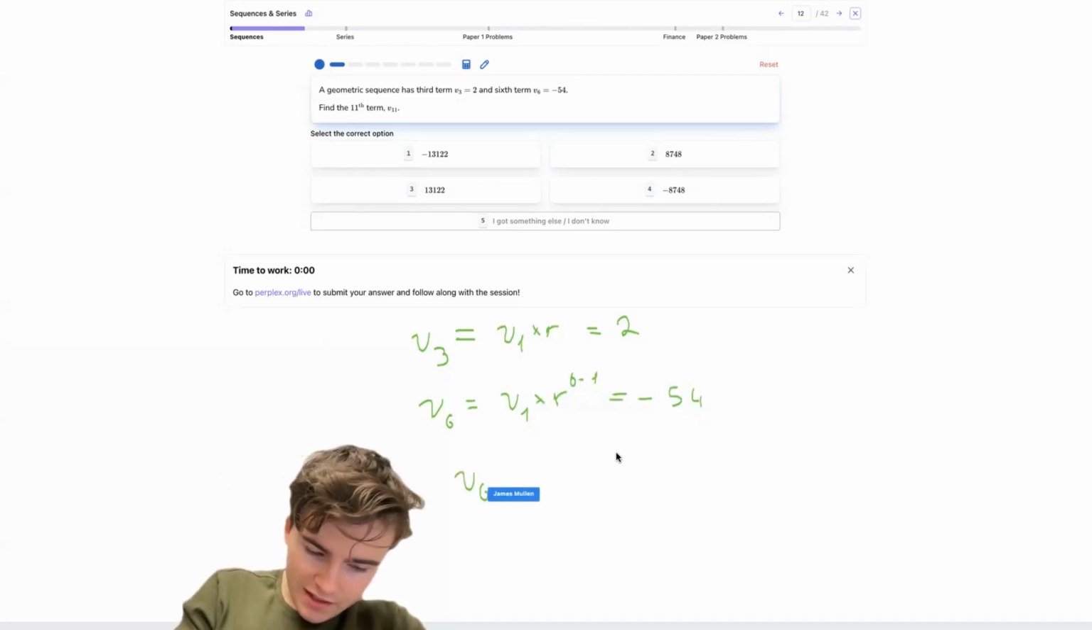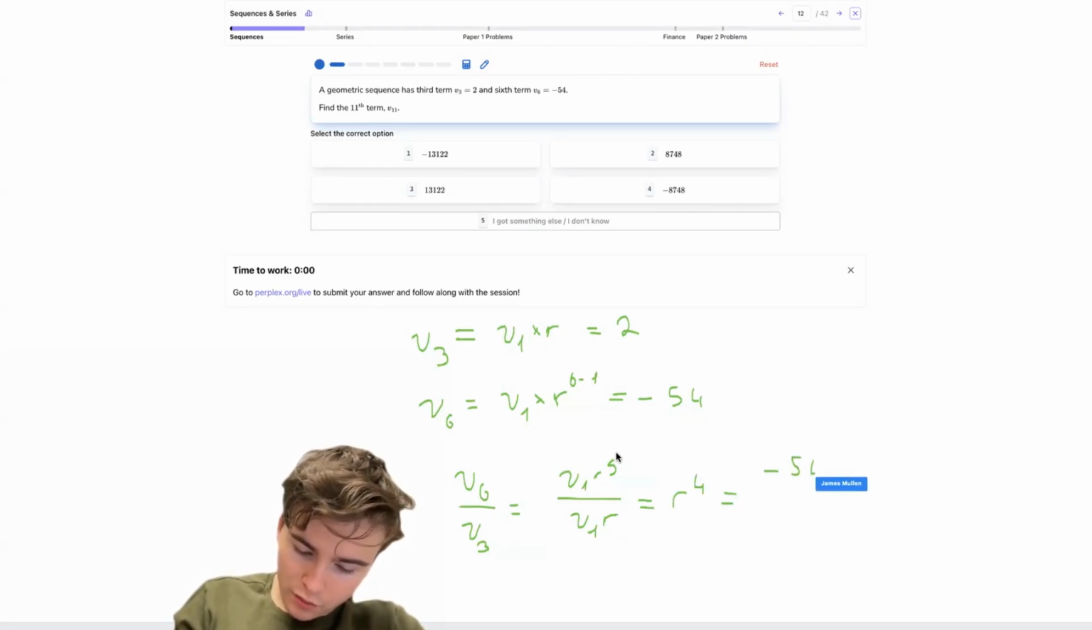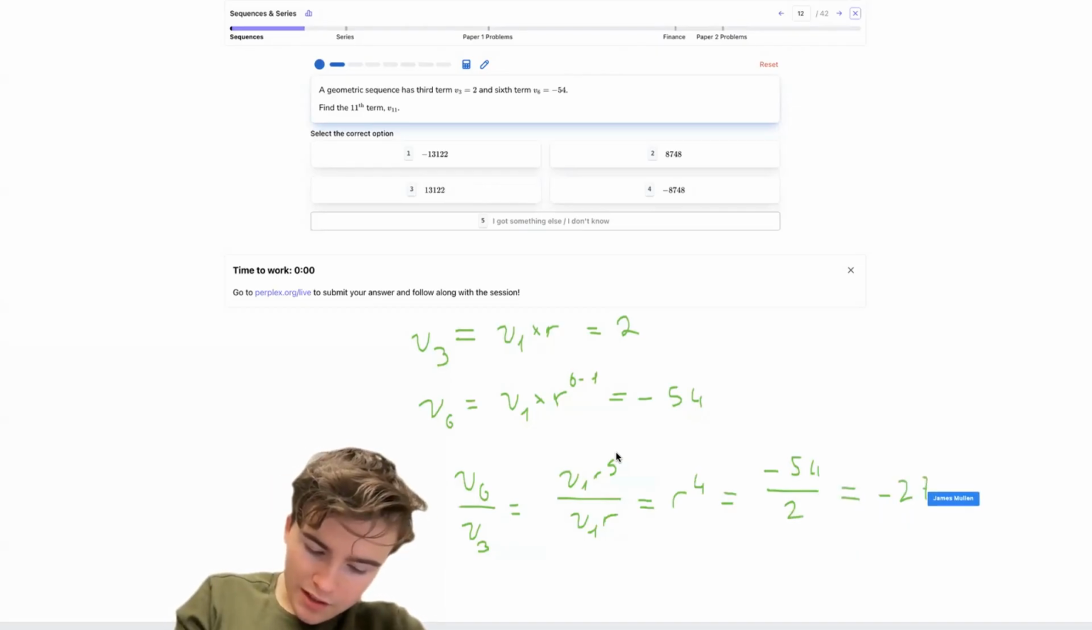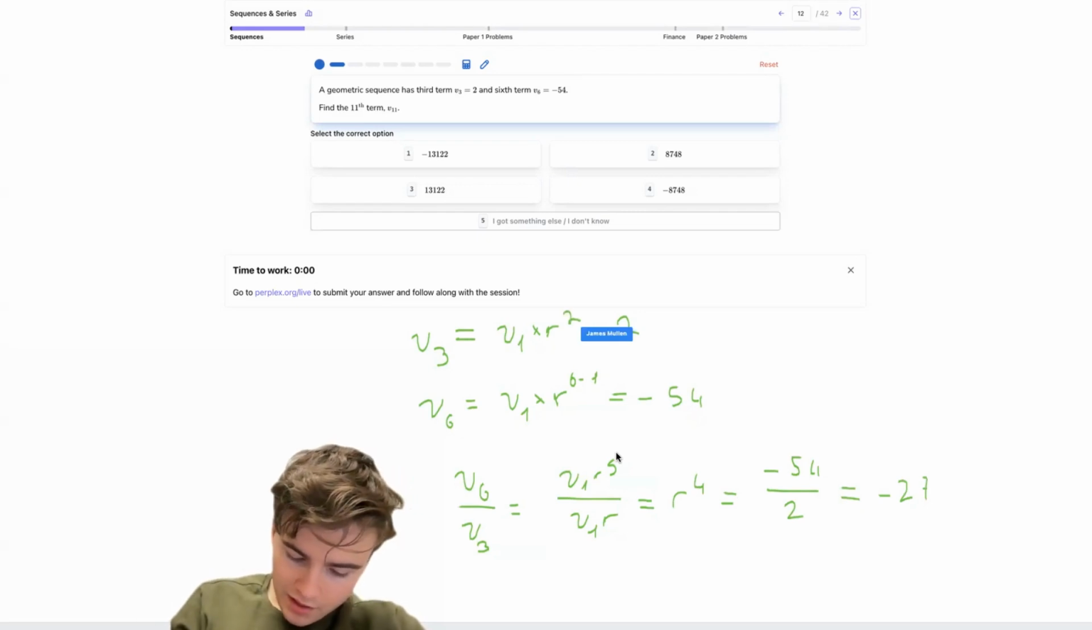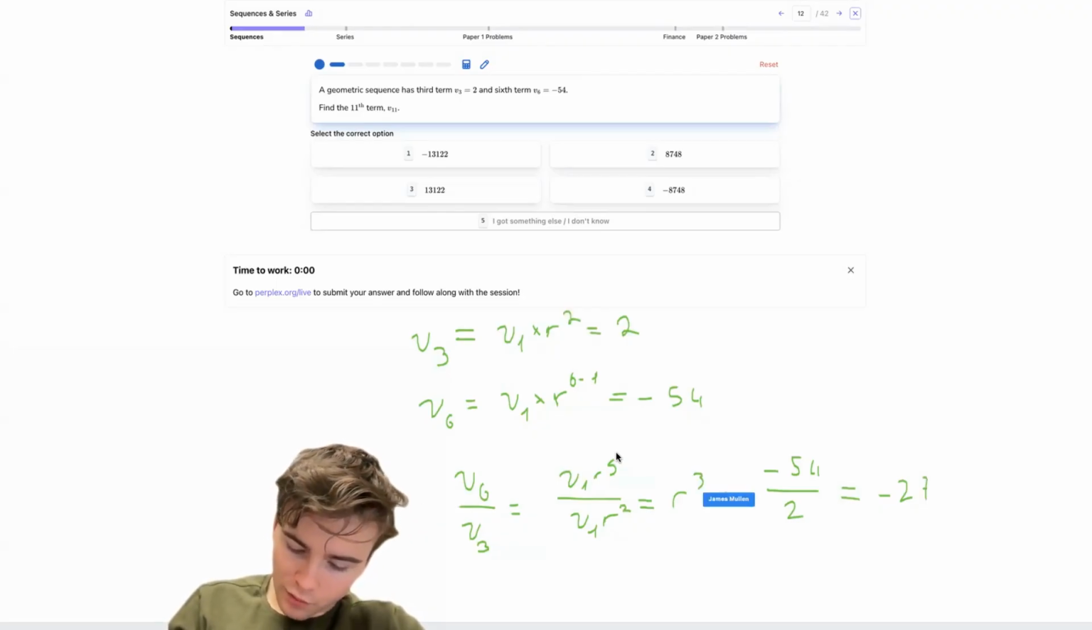So if I do v6 divided by v3, I'm going to get v1 r to the 5 over v1 r, which is equal to r to the 4, and it's supposed to be also equal to minus 54 over 2, and that would give me minus 27. And I made a mistake here. v3 is v1 r squared. That's r squared, and it makes this r cubed. That wouldn't have worked otherwise.